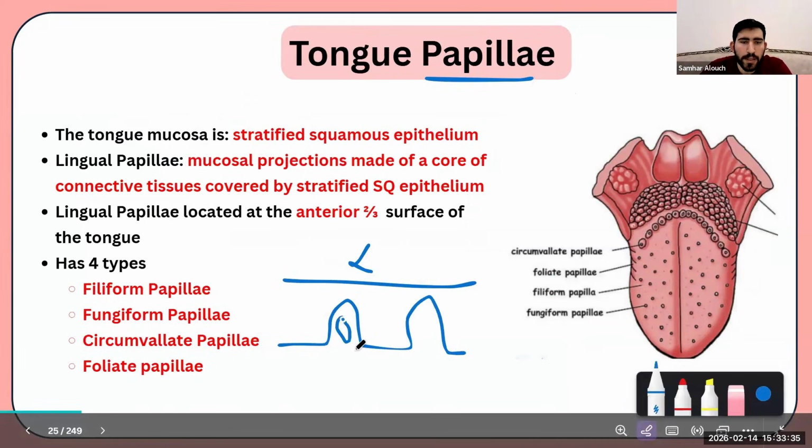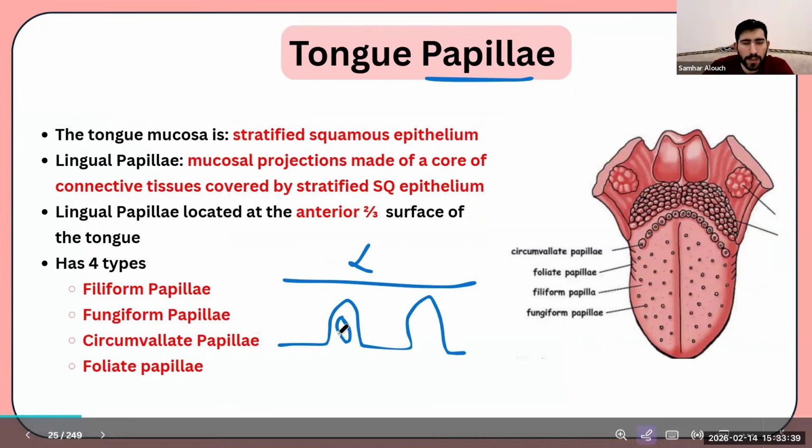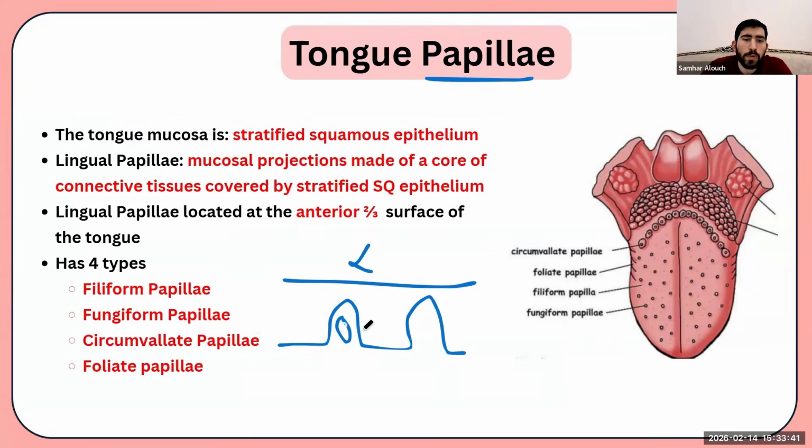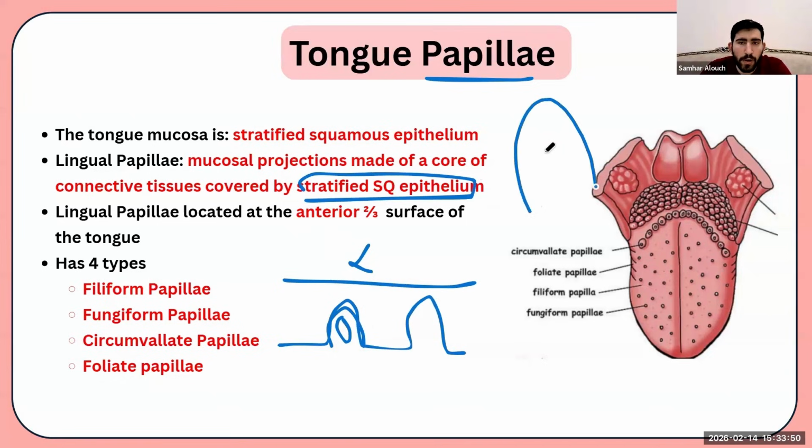It's made of a core and a surrounding. The core is made of fibromuscular tissue, like connective tissue and so on. The outer part is made of epithelium. The epithelium of the tongue is stratified squamous epithelium, okay? So the papillae is made of fibromuscular core surrounded by stratified squamous epithelium.